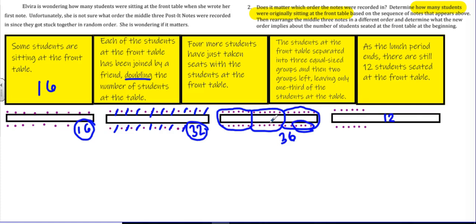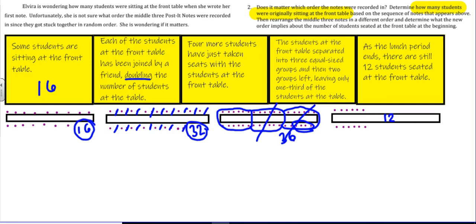All right, now that we have a total of 36, it says the students at the front table separated into 3 equal-sized groups. So there's our 3 equal groups. And then 2 of the groups left, leaving 1/3 of the students at the table. And that means that there are a total of 12 students there at the end of lunch.